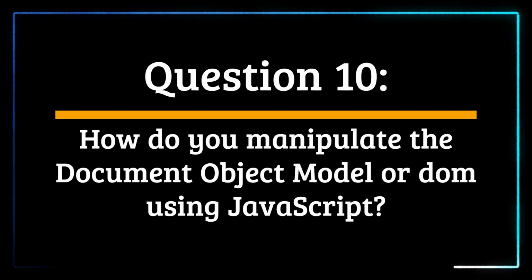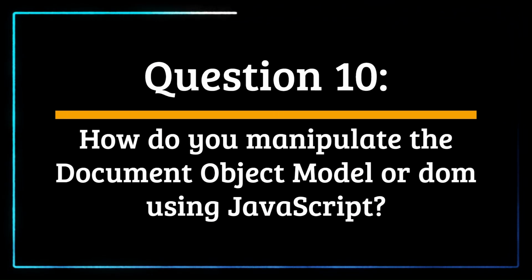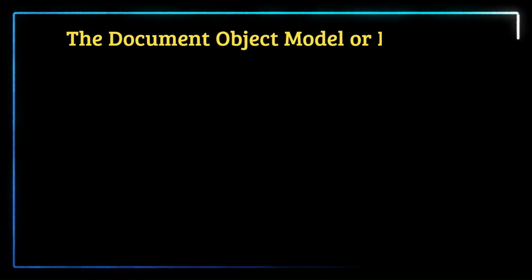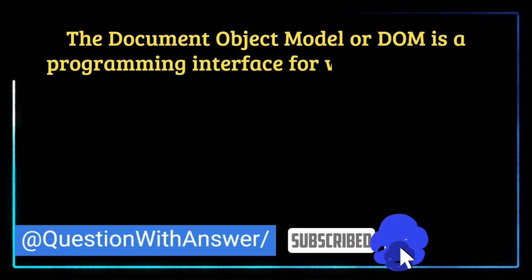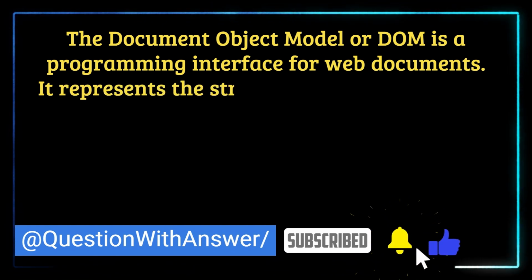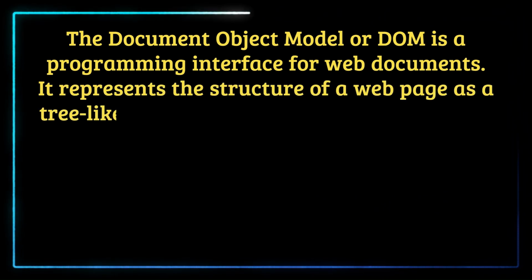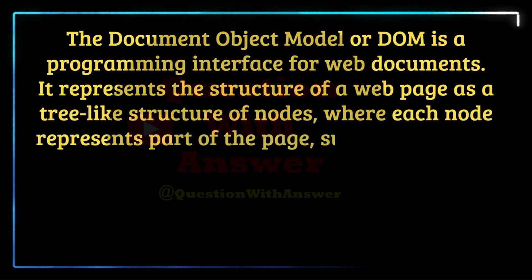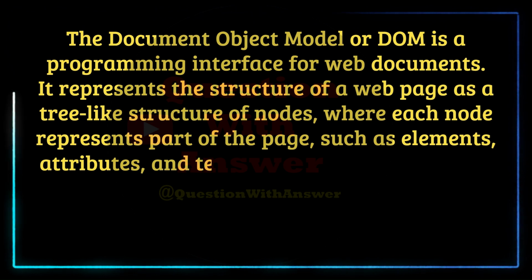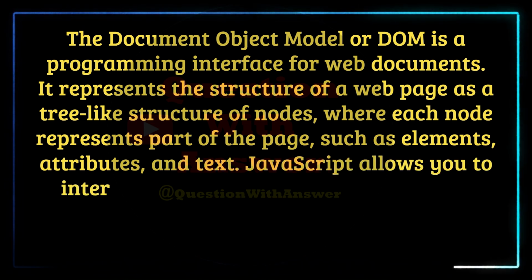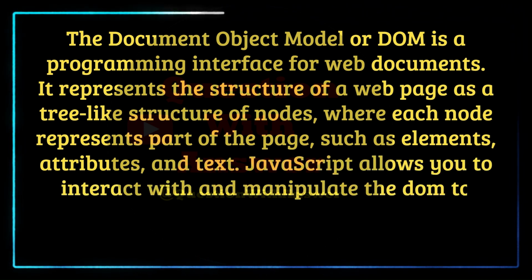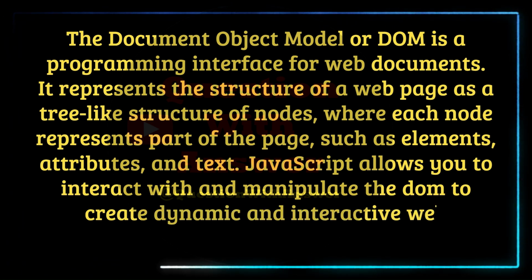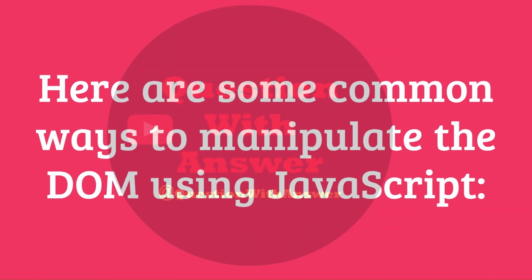Question 10. How do you manipulate the document object model, or DOM, using JavaScript? The Document Object Model, or DOM, is a programming interface for web documents. It represents the structure of a web page as a tree-like structure of nodes, where each node represents part of the page, such as elements, attributes, and text. JavaScript allows you to interact with and manipulate the DOM to create dynamic and interactive web applications. Here are some common ways to manipulate the DOM using JavaScript.